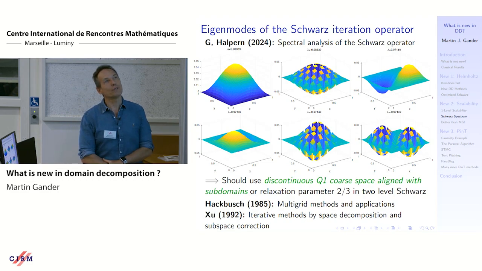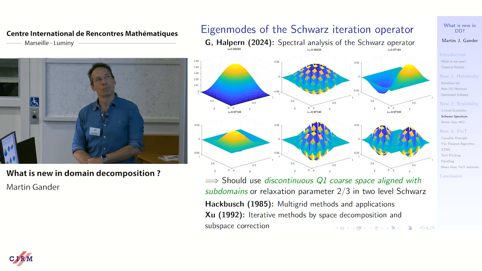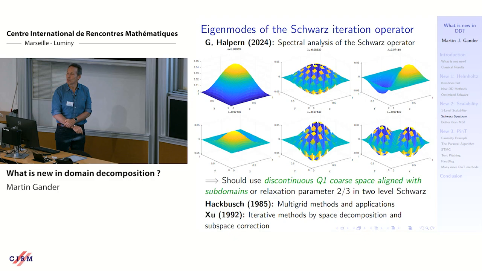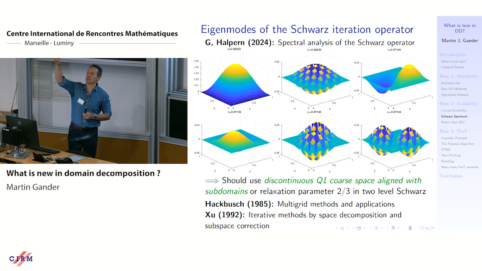And when I saw these figures, I immediately thought about the book of Hackbusch on multigrid. If you've ever looked at multigrid in 1D, and you use Jacobi as a smoother, then you have the slowest mode, the sine mode, which converges the slowest, and you have the most highly oscillating mode that also converges the slowest. And that's why in multigrid, if you use Jacobi as a smoother, you need a damping parameter.